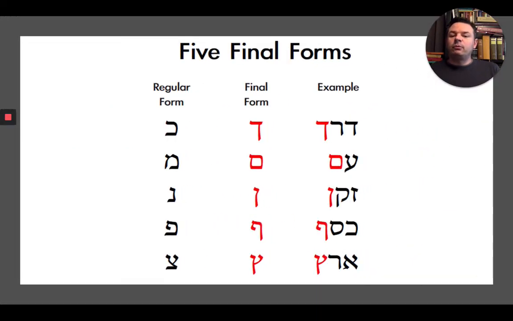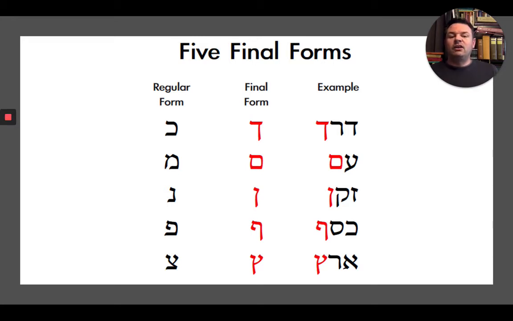So we just went over the alphabet, and 5 letters in the alphabet, when they appear at the very end of a word, look slightly different. You can see there the Kaf, which has the K sound. When it appears at the end of a word, it's almost as if that last section of it that goes out to the side just drops down instead. So that word is derek, which means like a road or way.